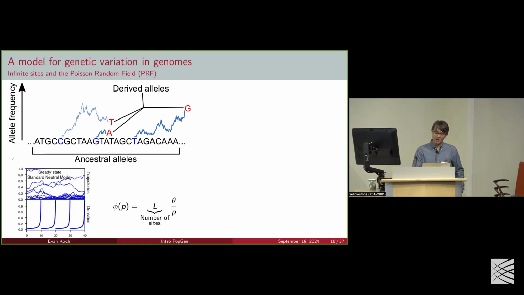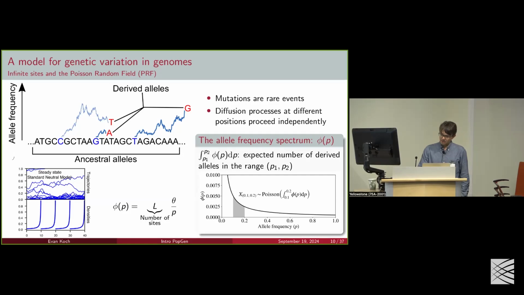This is what's called the allele frequency spectrum, psi here. That's going to be the number of sites that we've considered in our stretch. The number of mutations that you're going to see at each of these frequencies is proportional to this theta, this genetic variation parameter, and proportional to the inverse of the allele frequency. We're going to assume most mutations are rare events. We can model this as a Poisson process, and in the diffusion, the different positions are going independently.